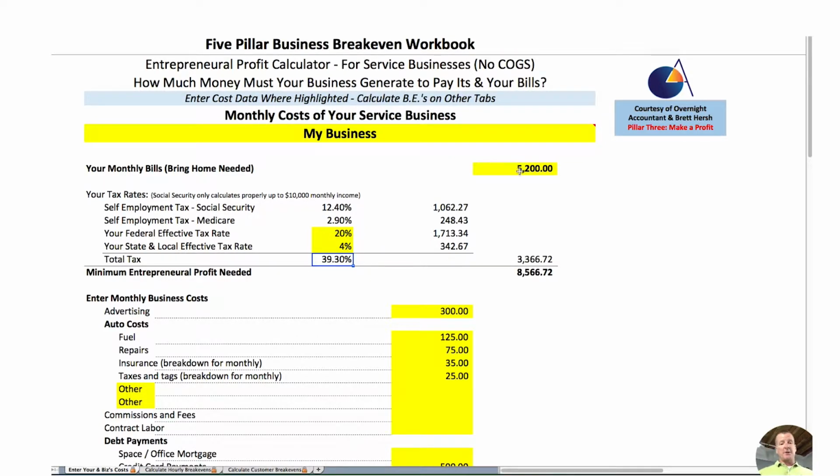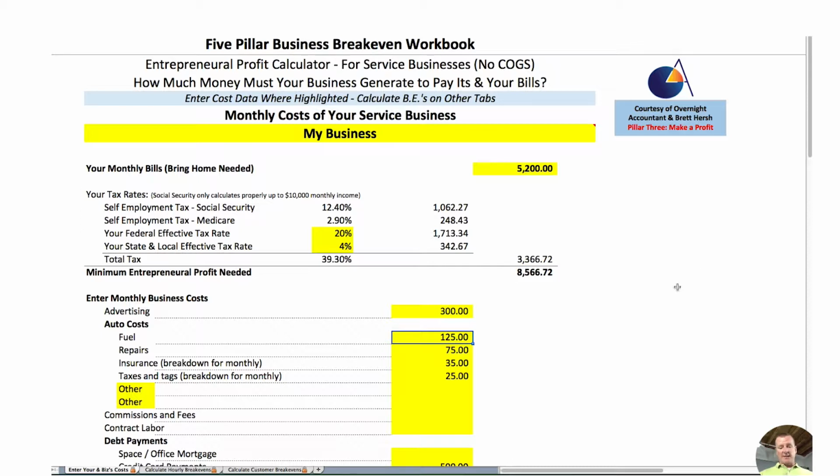So as you can see, to bring home $5,200, this spreadsheet is going to show you that you need to generate an additional $3,366 to pay your taxes, which means your business has got to generate, after it pays all its bills, $8,566.72. That surprises a lot of people because they usually don't take taxes into account when they're doing this.